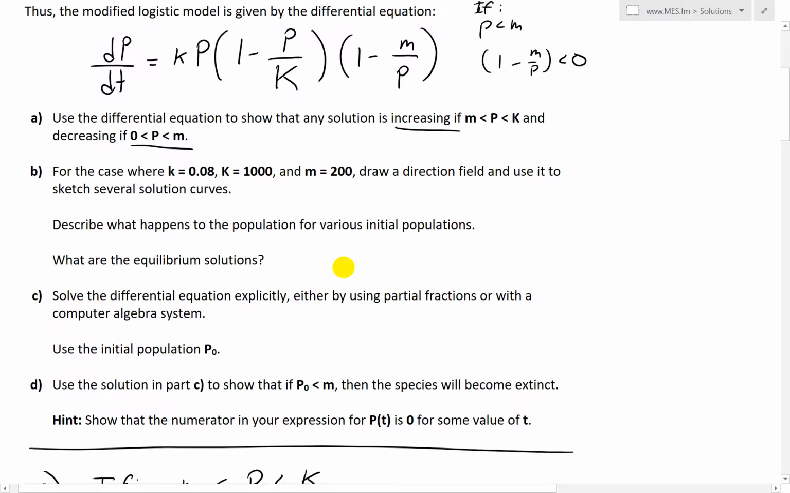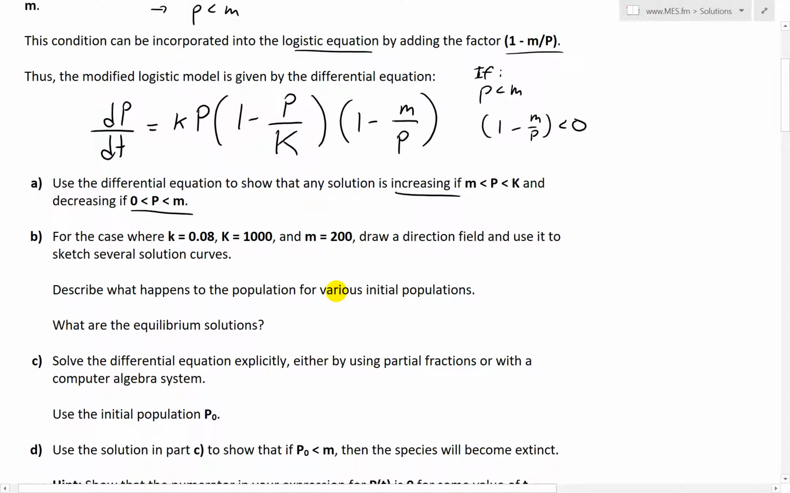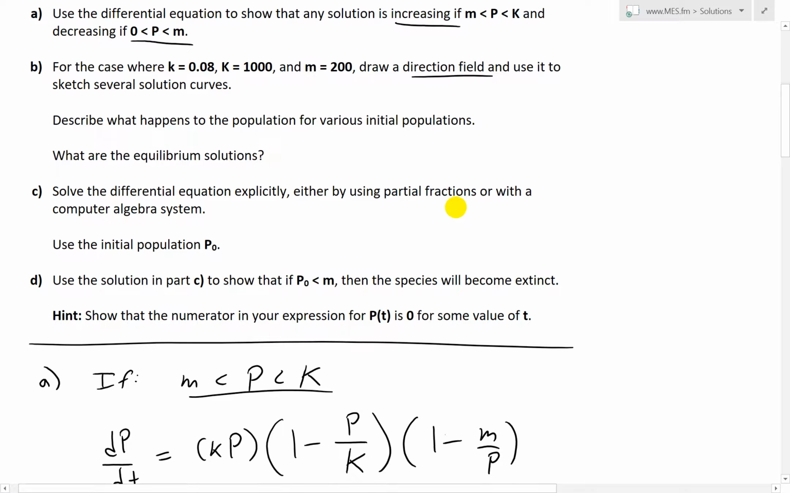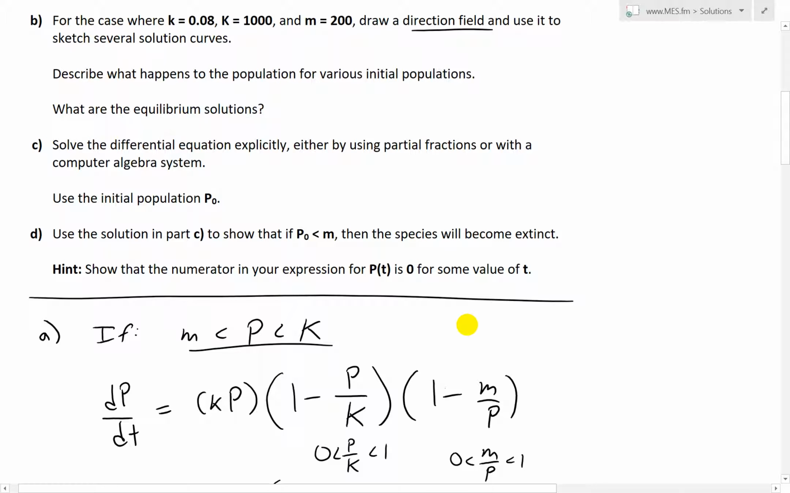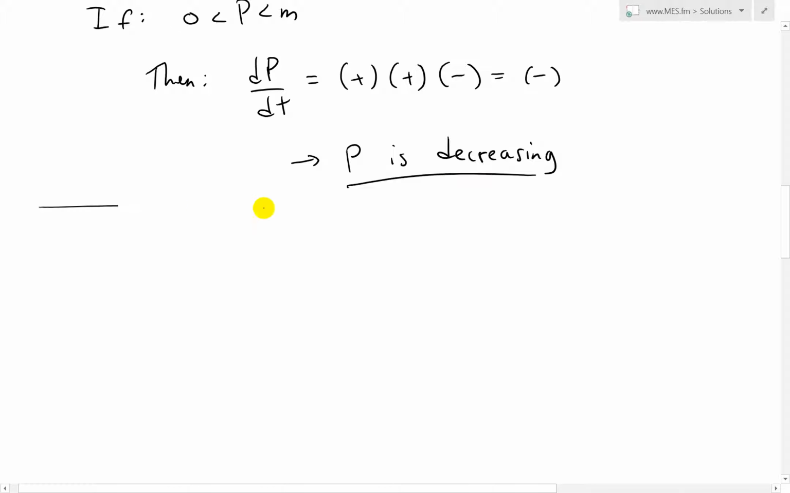Now let's go over part B. Part B says for the case where k is 0.08, capital K is 1,000 and m is 200, draw a direction field and use it to sketch several solution curves. Describe what happens to the population for various initial populations. Then it says what are the equilibrium solutions. So let's look at that.